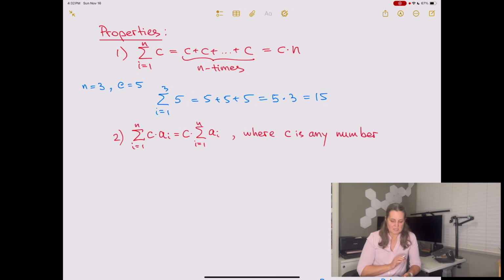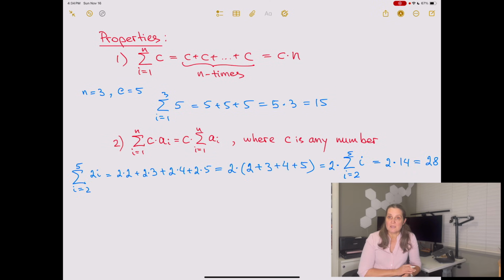Another property is when we sum up a constant multiplied by the expression ai as i is changing from 1 to n. Since every single term in the sum has the common factor c, we can factor it outside of the sum. So it's equal to the constant c times the sum of ai terms as i is changing from 1 to n.